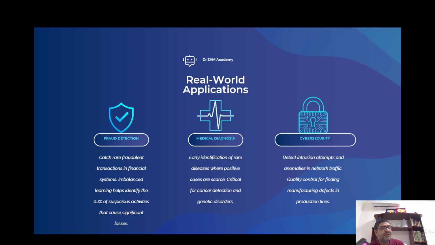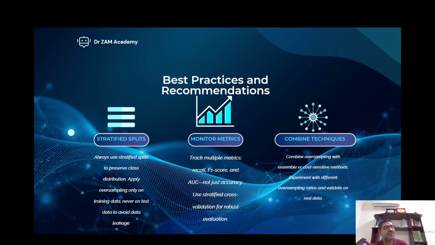And then real world applications: fraud detection, medical diagnosis, cybersecurity. Catch real fraudulent transactions in financial systems. Imbalanced learning helps identify 0.1% of suspicious activities that cause significant losses. You can see early identification of rare diseases where positive cases are scarce, critical for cancer detection and genetic disorders. Detecting intrusion attempts, for example in cybersecurity, and anomalies in network traffic. Quality control for finding manufacturing defects in production lines. All of these are real world applications and use cases.